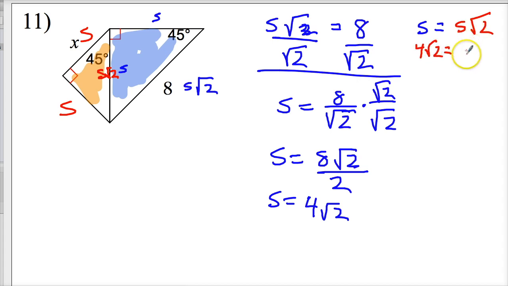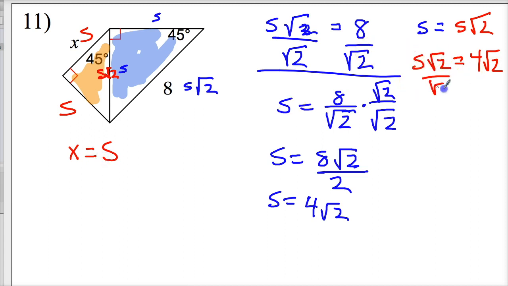So if I want to know what s is, or side square root of 2, I'm sorry, is 4 square root of 2. Goodness me, I'm losing my mind. Now, I don't want to leave it like this. I was given this side. I need to find x. And x is equal to s. So all I need to do is get s by itself. Divide by square root of 2.